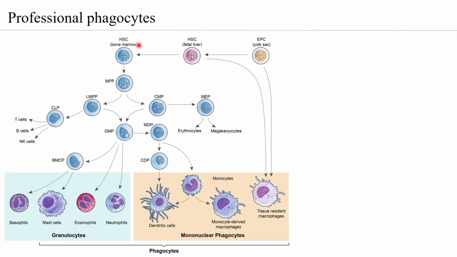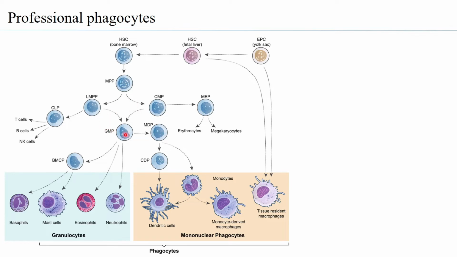So these professional phagocytes originate from hematopoietic stem cells in the bone marrow or from the fetal liver, and then it gives rise to multipotent progenitor cells, which form lymphoid monocyte progenitor cells. These give rise to common lymphoid progenitor cells, and these give rise to T cells, B cells, and NK cells. We know that T cells and NK cells can be phagocytic. Not all T cells are phagocytic, but the cytotoxic T lymphocytes are. NK cells are also phagocytic.